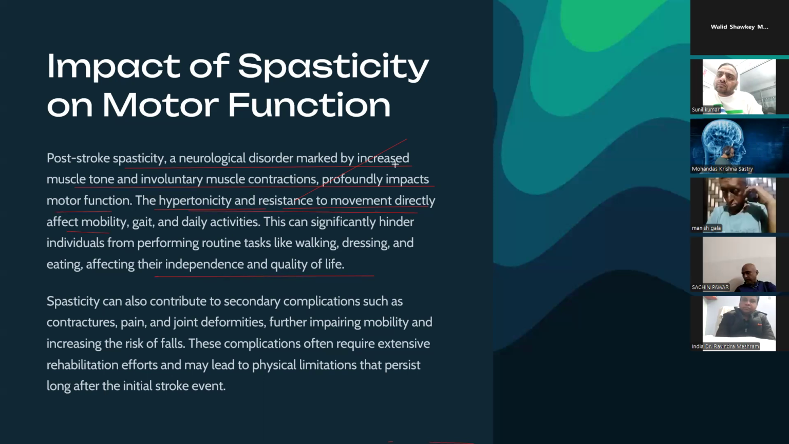And then what is the secondary complication? Contractures, pain, joint deformities, and this is the biggest problem you will find. Even if you recover the paralysis patient, you come to a conclusion of what? Joint deformity. Avascular necrosis, hip osteoarthritis, slip disc, and so on, impairing mobility and increasing the risk of fall. This complication often requires extensive rehabilitation effort and may lead to physical limitation that persists long after the initial stroke.